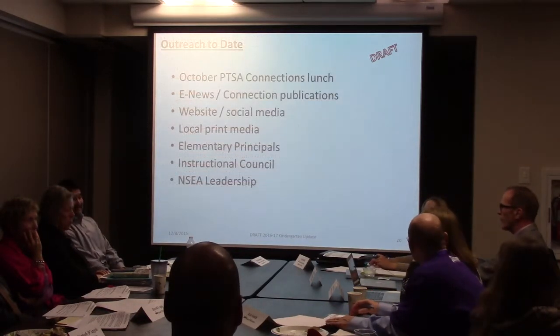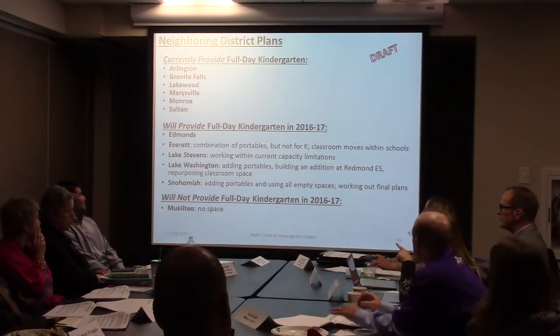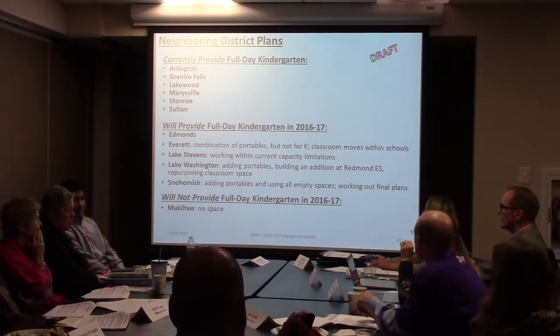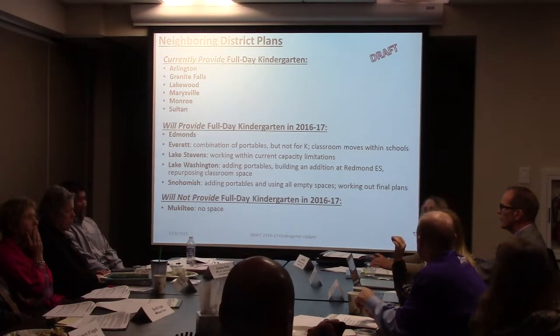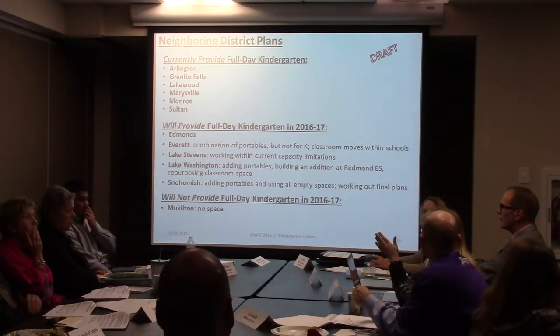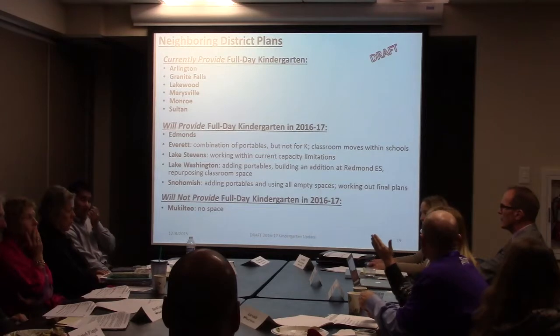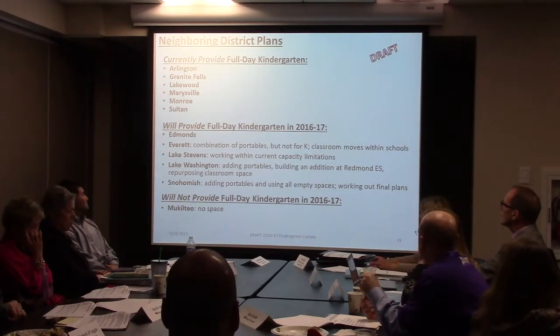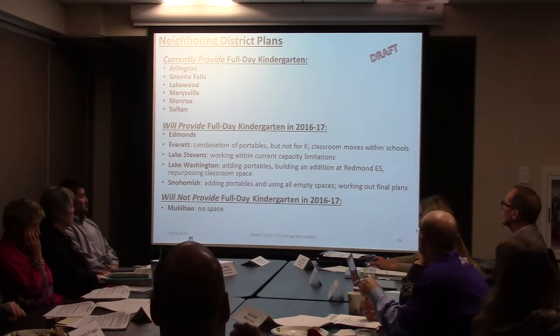I think it's important to note too, with Lake Washington, they have the same issues with needing to add portables or adding additional space, they're repurposing classroom space, and they have a long-term need as well to go out for a bond measure, because this is a short-term enrollment mitigation strategy. So long-term, they need a bond. Which Redmond ES? Elementary school.